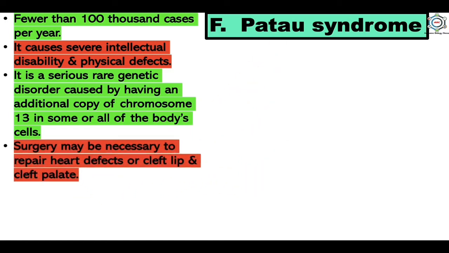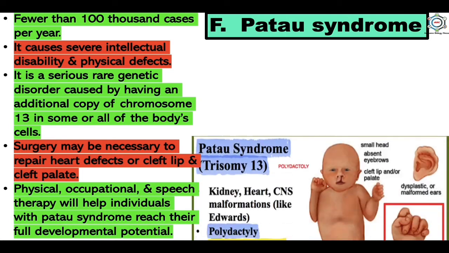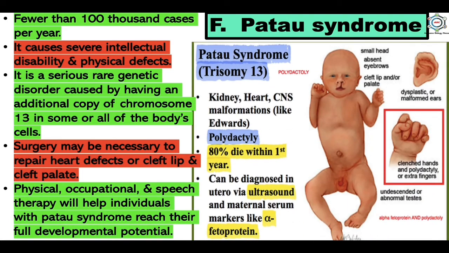Surgery may be necessary to repair heart defects or cleft lip and cleft palate. Physical, occupational, and speech therapy will help individuals with Patau syndrome reach their full developmental potential. In this picture, you can see Patau syndrome, that is trisomy 13. In this case, kidney, heart, and CNS malformations occur, like in Edward.